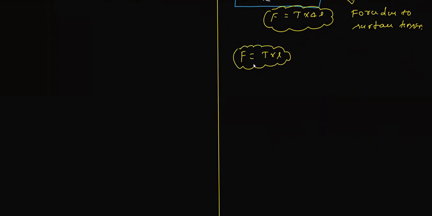F is nothing but what you just learned. T indicates the direction tangent, parallel to the surface. So what does it mean? The direction is tangent, and the direction of that is parallel to the surface.